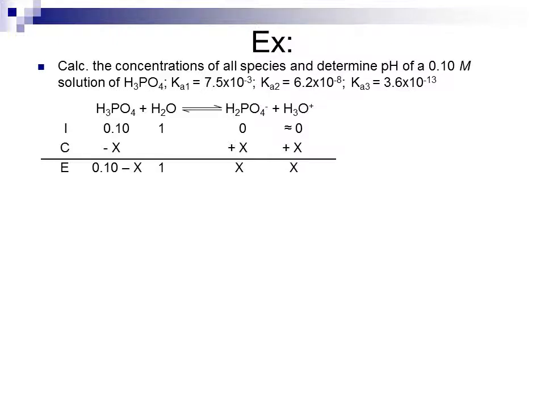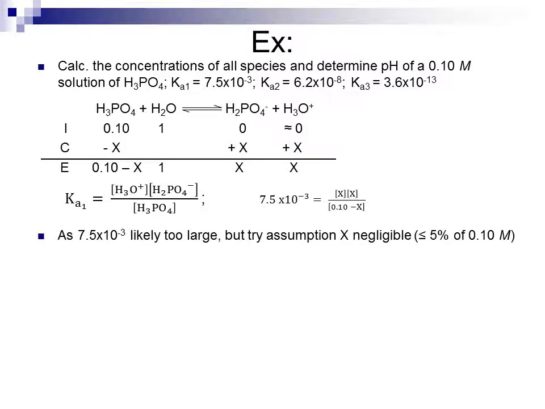So looking at our equilibrium expression, we plug this in, giving us 7.5 × 10^-3 = x times x divided by 0.1 minus x. Because 7.5 × 10^-3 is a fairly small number, it is less than 1, but it's pretty big compared to some of the others that we've seen, it's likely that it's going to be too large. We try the assumption anyway, but we will have to go to our secondary method if it fails.